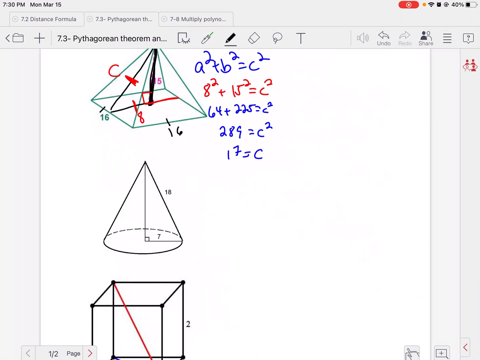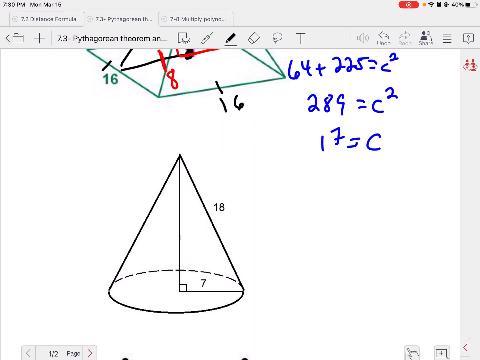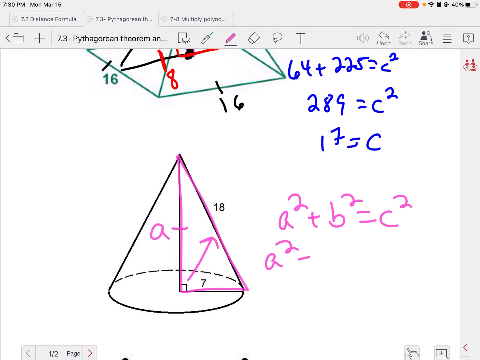Okay. So we can do the same thing with a cone. We can see that we have the height of the cone here, the length of the cone, and the diagonal of the cone. And again, remember, C is always across from the 90, or the longest side. So we are trying to find the side of A. So we have A squared plus B squared equals C squared. Again, we don't know what A is, and that's what we're trying to figure out.